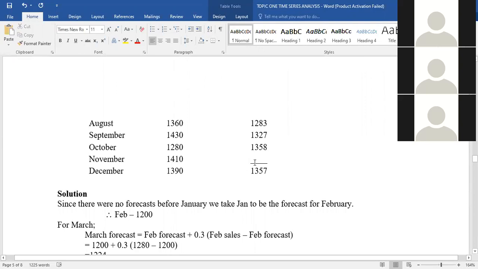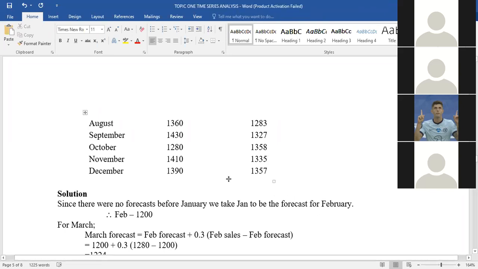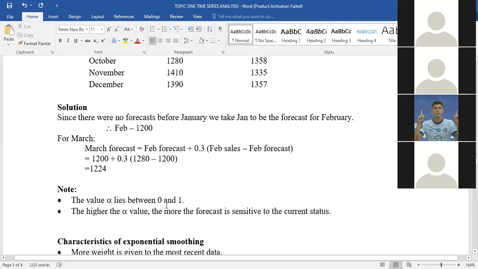Then we have another figure down here, the figure for November. So it will be 1358 plus 0.3 in bracket 1280 minus 1358. 1335. Yes, it is 1335.